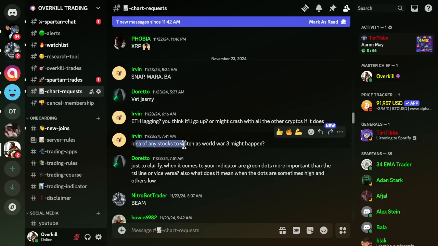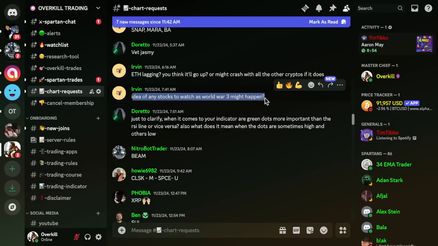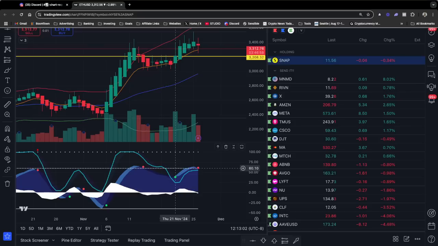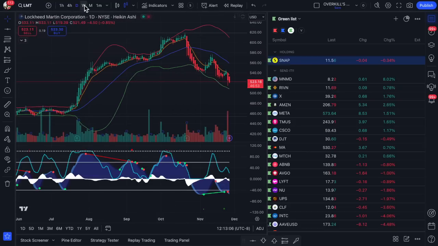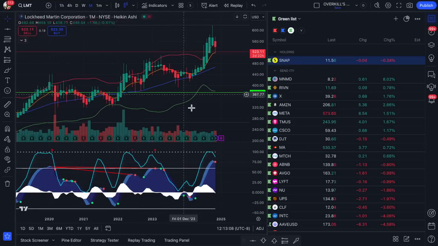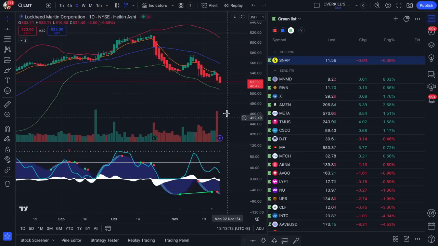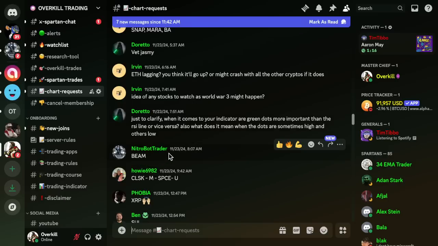Any ideas on stocks to watch in World War III? No idea. If you guys got some, drop them in here. I personally don't follow very much world news, so I wouldn't know what war stocks. What is that one, Lockheed Martin? This is a war company here. Wow, it's actually selling off, but it's got a red dot there on the monthly, so it doesn't look very good. Maybe watch for a pop on that one, but that's the only war stock I really know.